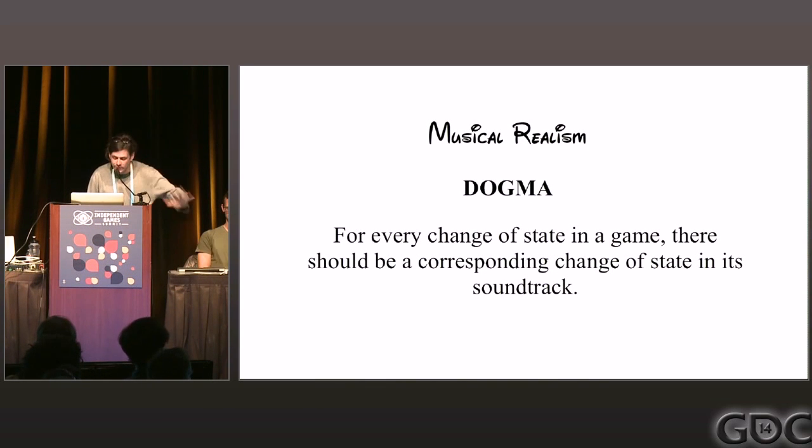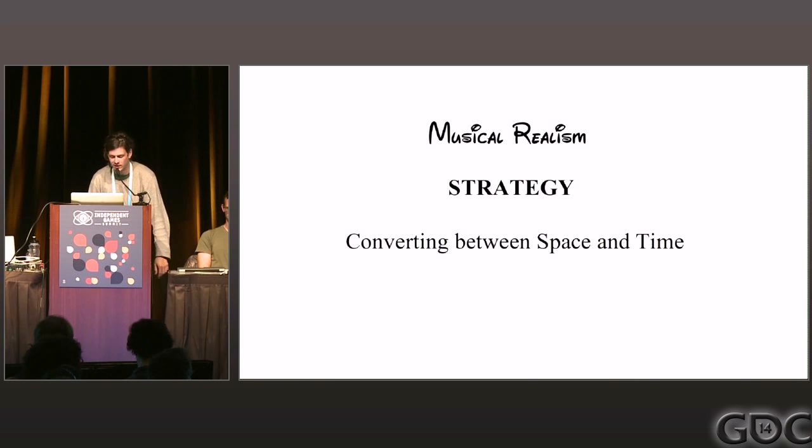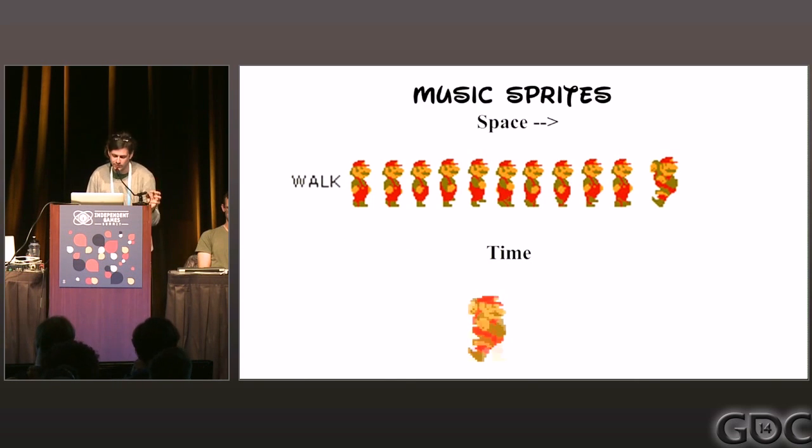This is the dogma. For every change of state in a game, there should be a corresponding change of state in its soundtrack. This is a conversion. We're going to need to convert between space and time for this. We have a sprite sheet, which is a bunch of 8 sprites in a row. And we turn that space into time by just putting that into motion. We see Mario on the bottom dancing.